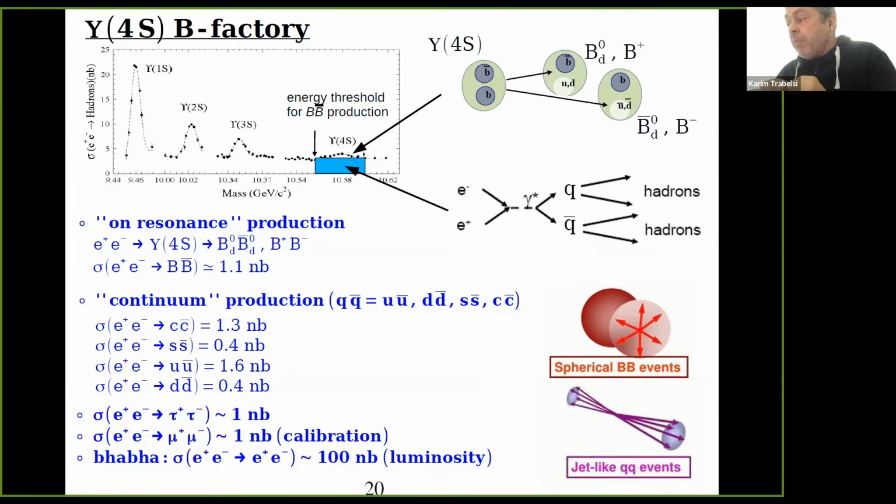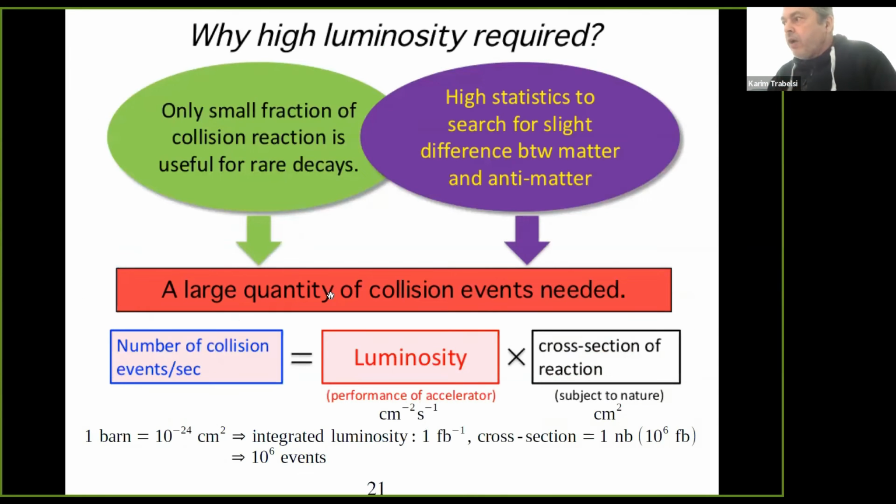When you have BB bar events, it's more spherical because the B are almost at rest or have a very, very small boost, compared to the two jets of QQ bar, which are more along an axis, as illustrated in these figures. So you have high cross section comparatively to the BB bar, typically 1 nanobarn, and I will explain a bit more. So here a few slides on accelerators quickly.